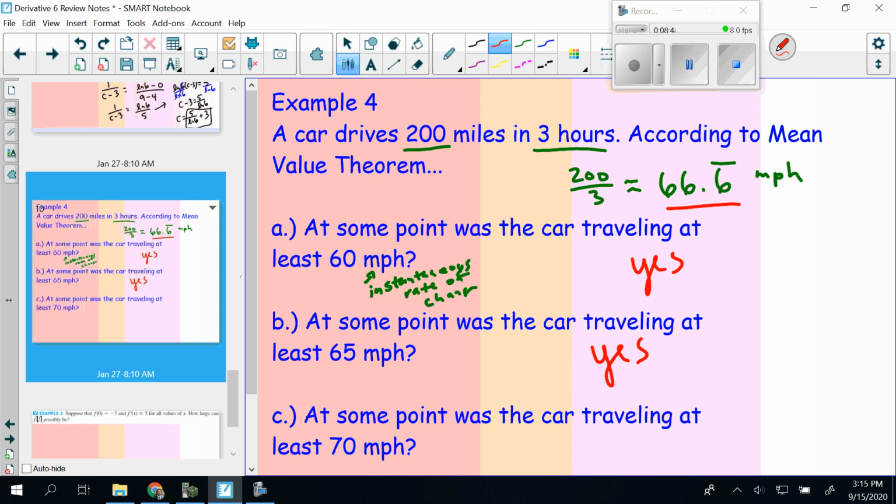Was the car traveling at 70? Well, here we get into some unknown. The answer to this one, we can't say conclusively yes or no. Possibly, maybe, it went 70. It could have had this average rate of change, though, without going that high. So we can't definitely say it went 70, but it could have. But the mean value theorem can't prove that. The most we know is that it did travel 66.6 at some point.